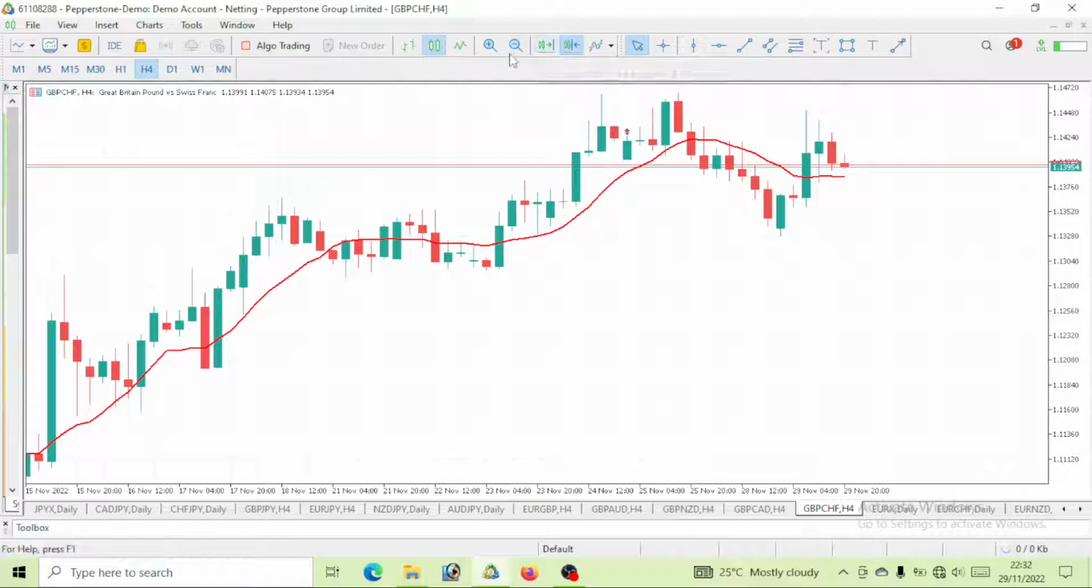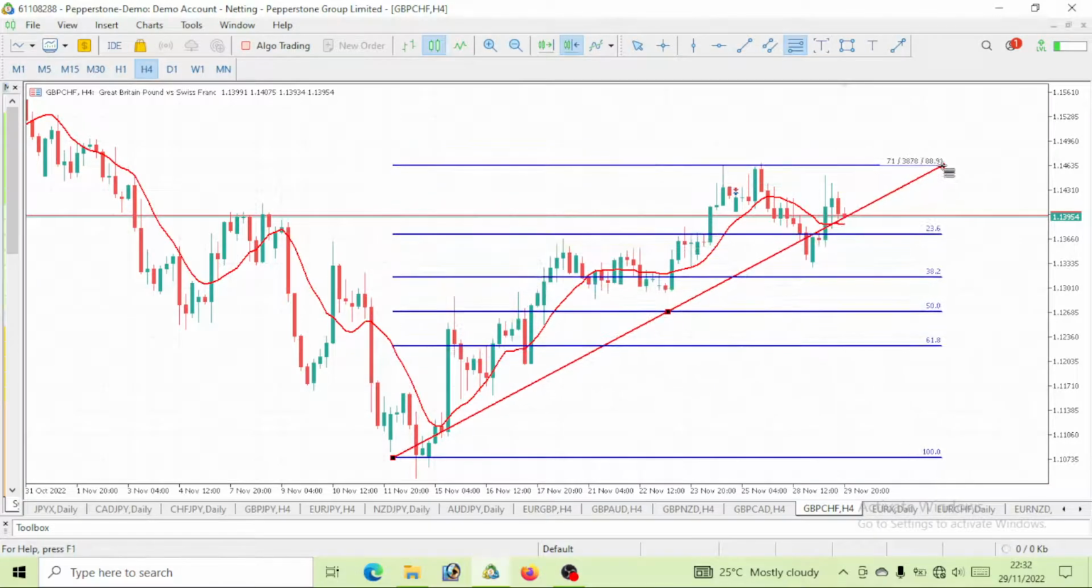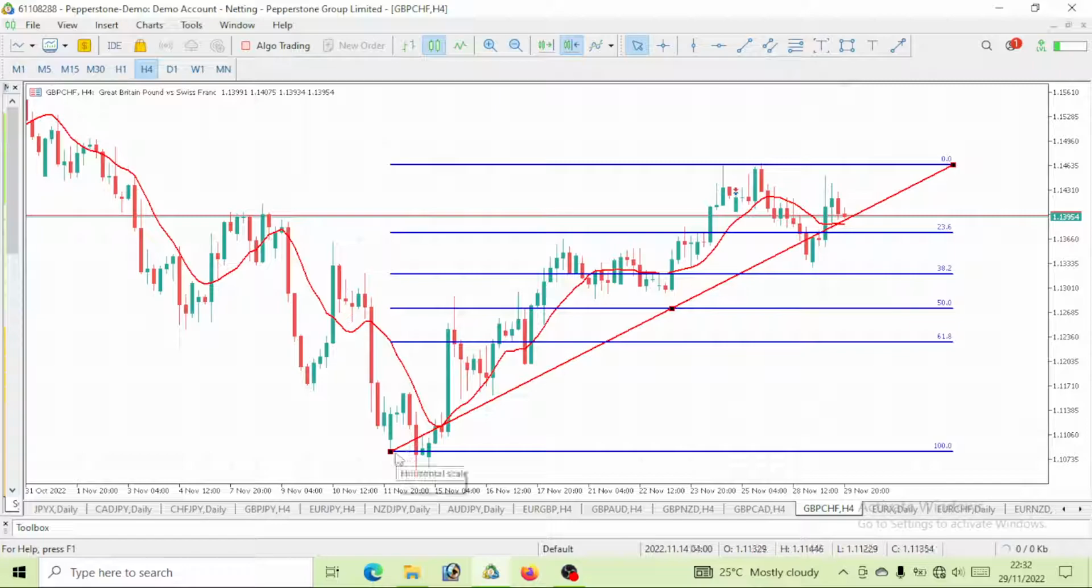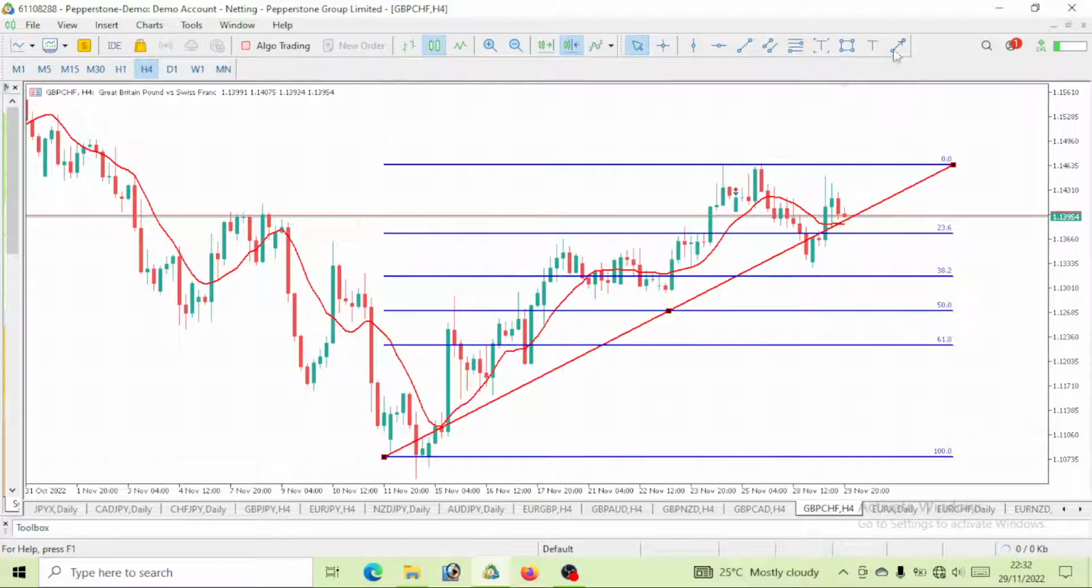So on the 4-hour time frame, we would see this as a pullback. Now let's include our Fibonacci retracement to know if this pullback is over. So we can see the pullback came close to the 38.2 level, right? You saw it came to the 38.2 level, then it has gone up.